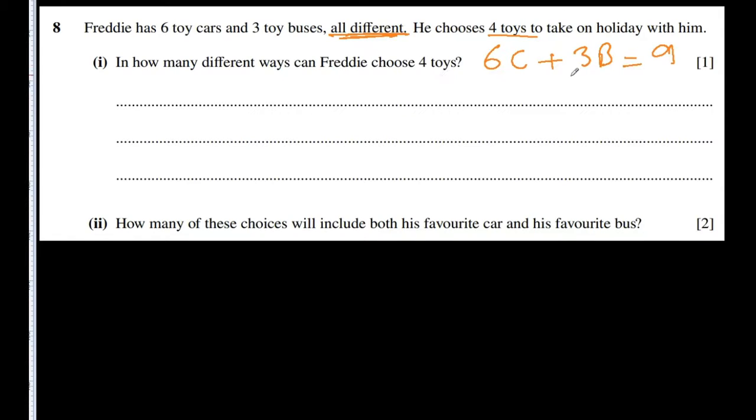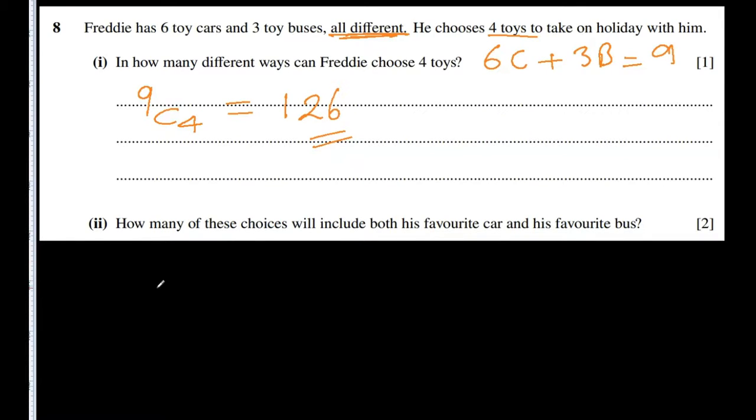Okay, choose 4 toys. So he has to choose 4 toys from total 9 toys. So 9C4 will be the total number of selections, which is 126.